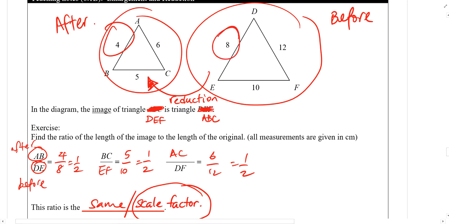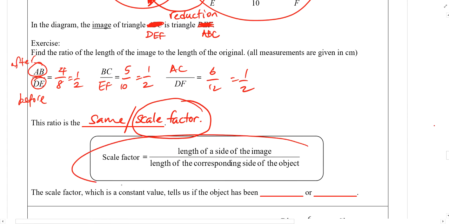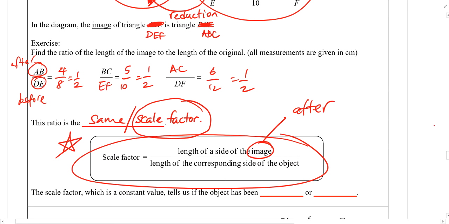Now 4 divided by 8, obviously I get half. Small number divided by big number, you will get a fraction that is smaller than 1. So whenever I see scale factor in this box, put a star. The length of a side of an image. Image means after. Length of the corresponding side of the original. Just include this word to help you remember. It is the after divided by the before. After divided by before. It gives you the scale factor.